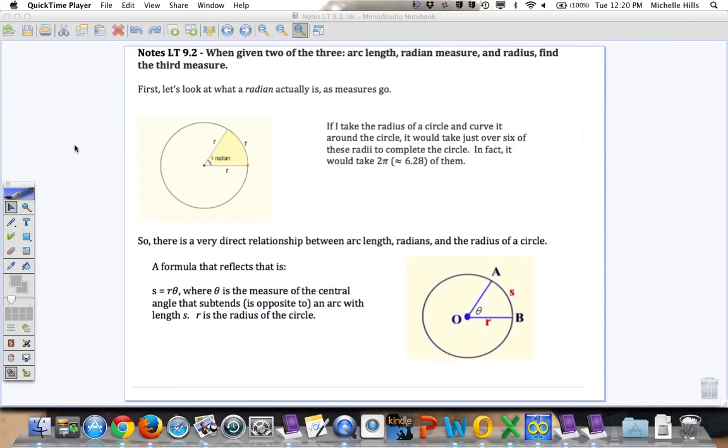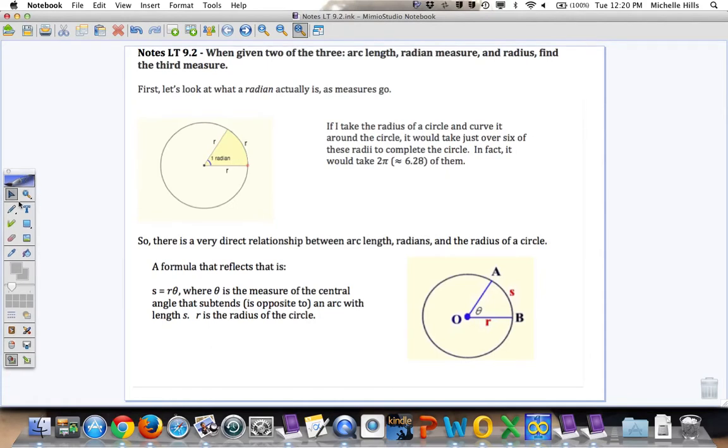Let's look back and think about what a radian really is. A radian, you find, is if you take the radius of the circle, so the distance from the center of the circle to the outside of the circle itself, and then you curve that radius and wrap that length around the outside of the circle. So the length of this arc of a single radian is exactly equal to the radius of a circle.